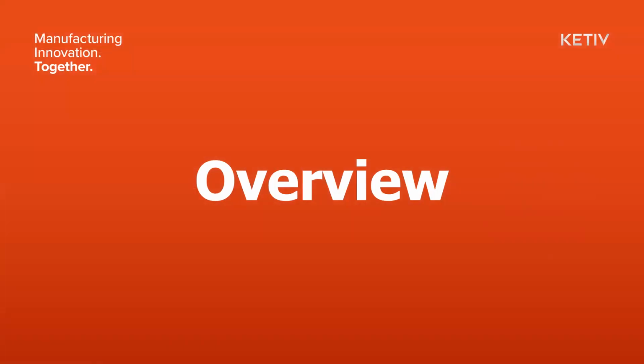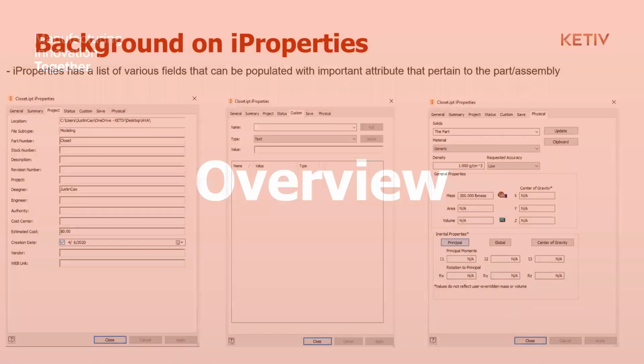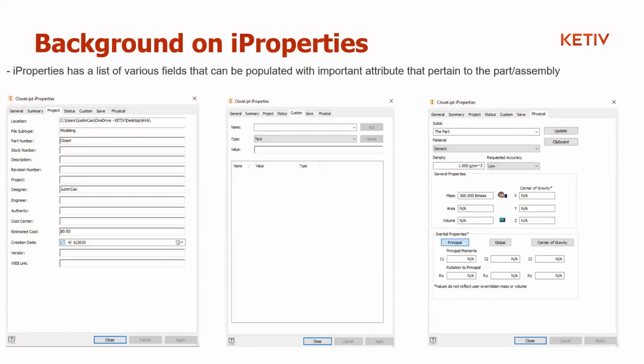So a little overview of what we're going to be talking about today. It's going to be really quick and short. A little bit of background on iProperties. iProperties have a list of various fields that you can populate with important attributes, and they always exist in any part or any assembly that you create. I have a couple of snippets here where you can look at some of the iProperty fields. You can do stuff in Project, Custom, and Physical. Those are going to be the main ones we look at today.